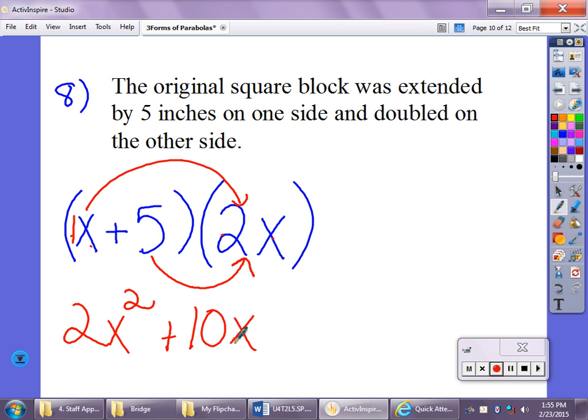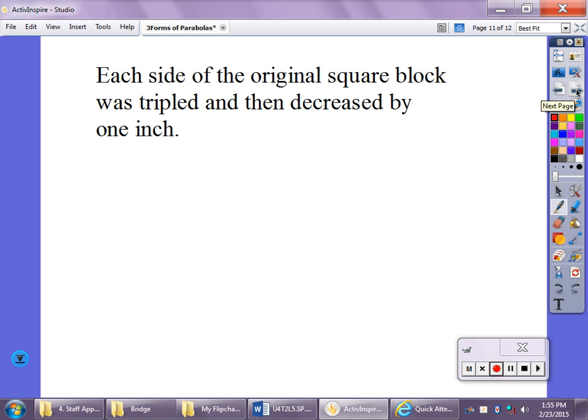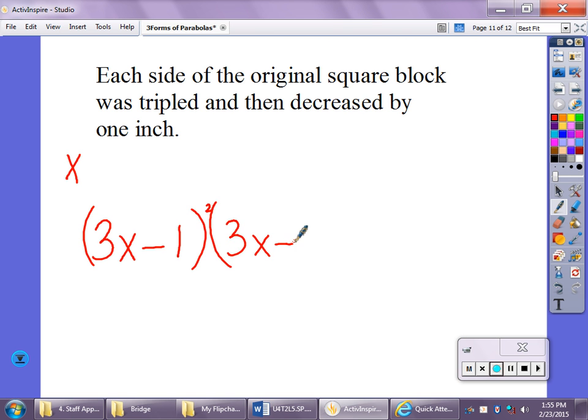Okay, last one, a little tricky. Here we go. Each side of originals was tripled. Now remember the original was x, so when I triple that, that means 3 times, and then decrease by 1. And it's to each side, so you can either write a squared here, or you can just write it out. I'm going to write it out so we can do the double distributive property.